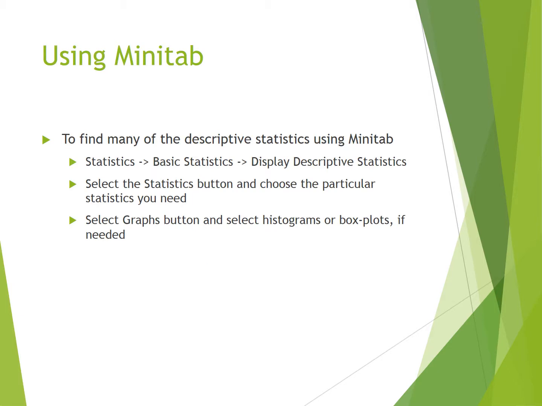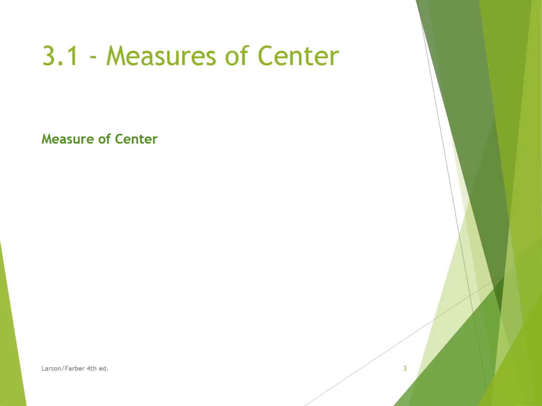So when we're using Minitab, if you look in your book, you're going to see all these different types of descriptive statistics have formulas, but Minitab's going to do most of them for us. To find many of the descriptive statistics using Minitab, you're going to go to Statistics, Basic Statistics, Display Descriptive Statistics. Then you're going to select the Statistics button and choose the particular statistics you need. If you need any graphs like histograms or box plots, you select the graph button and it'll produce the graphs for you too.